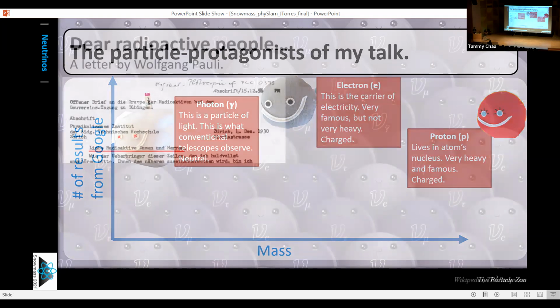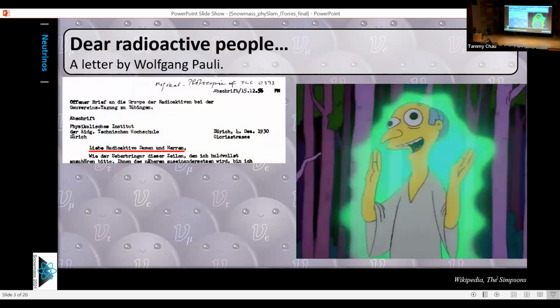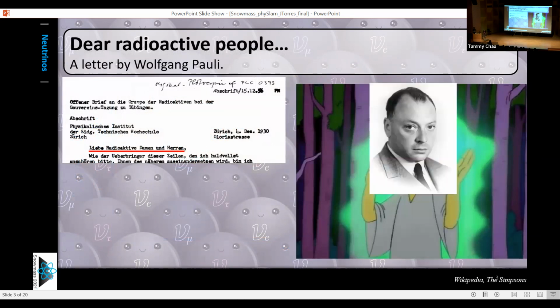So now let's move on. Imagine that you get a letter and it says, "Dear radioactive people." Maybe you would imagine Mr. Burns from The Simpsons. But this is happening in real life. And this is a letter that Austrian physicist Wolfgang Pauli sent because he couldn't attend a conference, and he starts his letter with "Dear radioactive ladies and gentlemen."